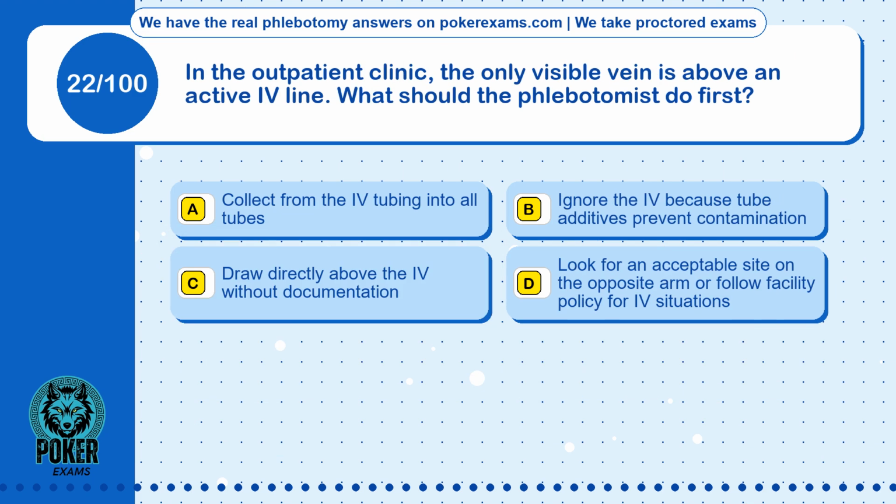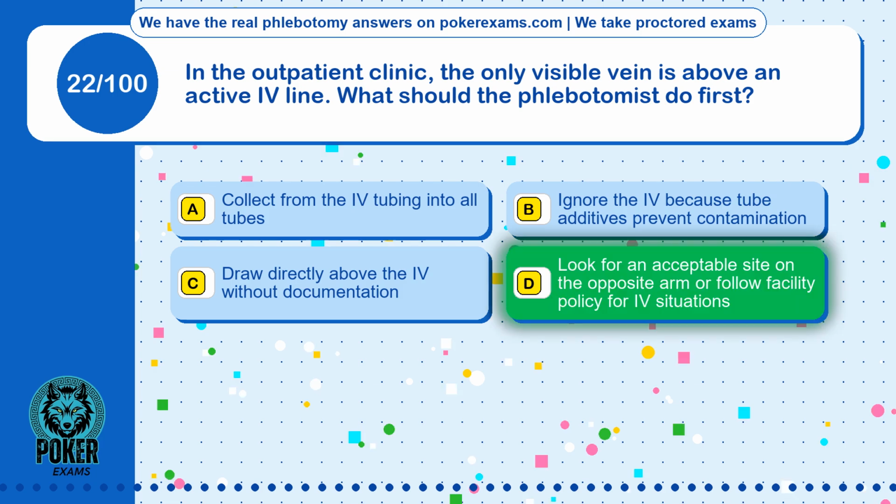Question 22. In the outpatient clinic, the only visible vein is above an active IV line. What should the phlebotomist do first? Option A, collect from the IV tubing into all tubes. Option B, ignore the IV because tube additives prevent contamination. Option C, draw directly above the IV without documentation. Option D, look for an acceptable site on the opposite arm or follow facility policy for IV situations.